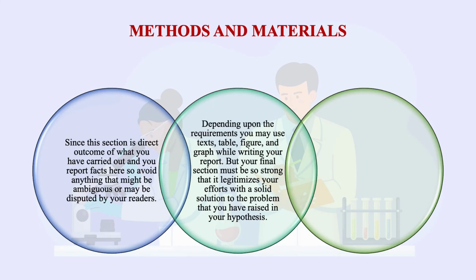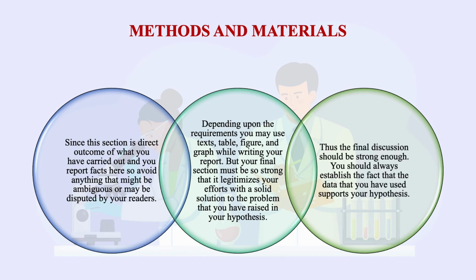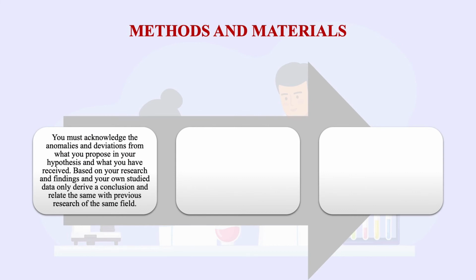Since this section is a direct outcome of what you have carried out and you report facts here, avoid anything that might be ambiguous or may be disputed by your readers. Depending upon the requirements, you may use text, tables, figures, graphs while writing your report, but your final section must be so strong that it legitimizes your efforts with a solid solution to the problem that you have raised in your hypothesis. Thus, the final discussion should be strong enough.